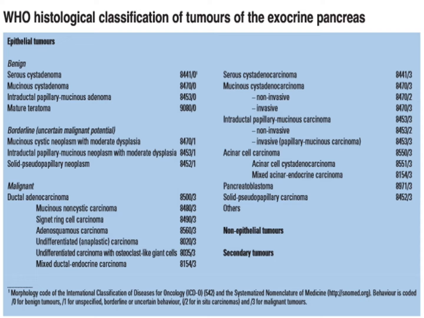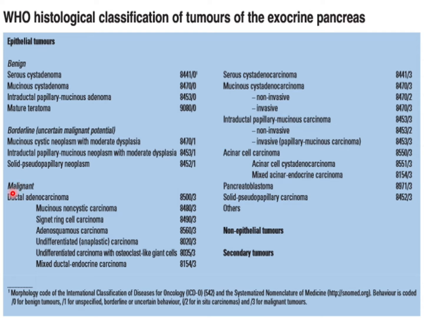The epithelial tumors are divided into benign tumors, borderline tumors, and malignant tumors. Here we can see the benign tumors like serous cystadenoma, mucinous cystadenoma, and intraductal papillary mucinous neoplasm, and the borderline tumors: mucinous cystic neoplasm, intraductal papillary mucinous neoplasm with dysplasia, and solid pseudopapillary tumor.